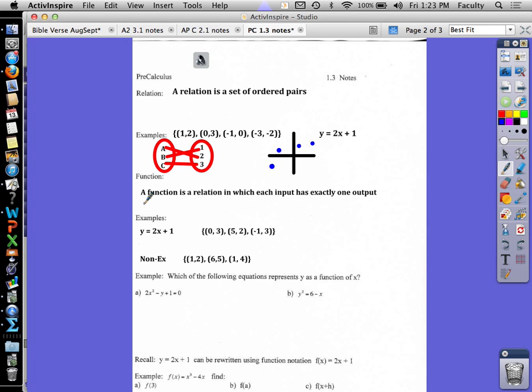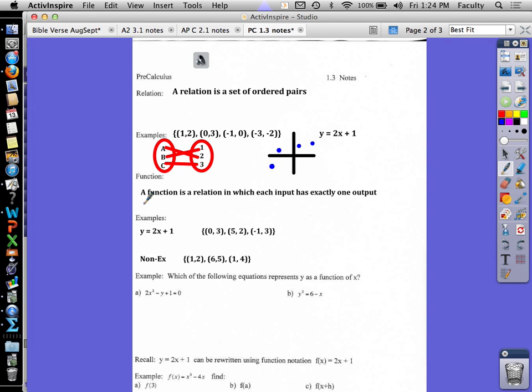All right, another example of a function is this set of ordered pairs: 0, 3, 5, 2, negative 1, 3. A non-example is 1, 2, 6, 5, 1, 4. Why is this one not a function? Josh? Because the x input of 1 has 2 outputs. Yeah. The input of 1 has 2 different outputs, okay?